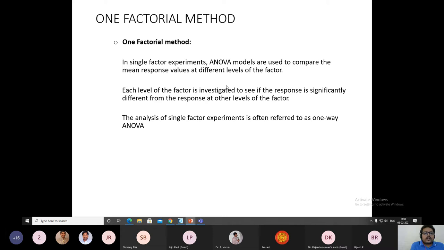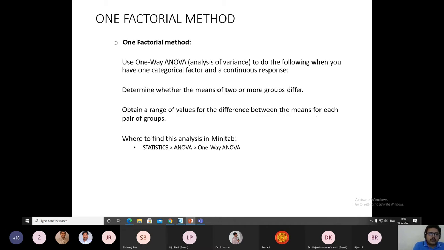You can always compare this factor and level with some experiment, with some practical example, then you will get an idea how this one factorial, two factorial, full factorial varies from experiment to experiment, right? The analysis of single factor experiments is often referred to as one-way ANOVA. So use one-way ANOVA when you have one categorical factor and a continuous response, right? It determines whether the means of two or more groups differ. You can obtain the ranges of values of the difference between the means for each pair of groups, and you can perform this one-way ANOVA using either Minitab or Design Expert, which you will get hands-on in the later sessions.